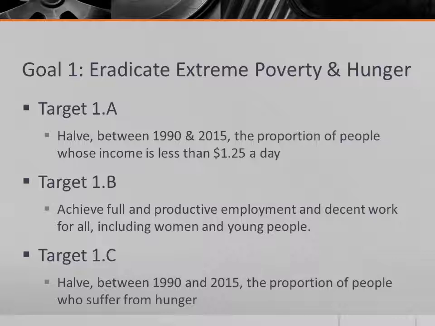Target 1B, achieve full and productive employment and decent work for all, including women and young people. And there are still globally 300 million people who have work but live in extreme poverty. Okay? So it's not just that people don't work and are living in poverty. There's 300 million people, roughly the population of the United States, who still work, have a job, and are living in extreme poverty. And target 1C, to cut in half between 1990 and 2015 the proportion of people who suffer from hunger. So maybe you have a question on this one, like, what does it mean to suffer from hunger? Can we clarify that?